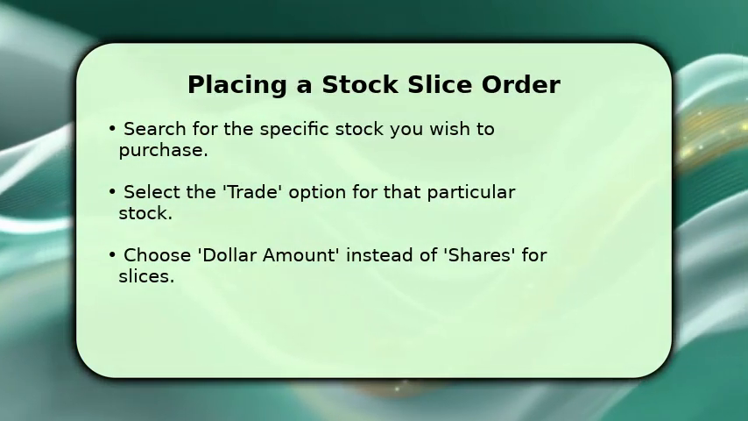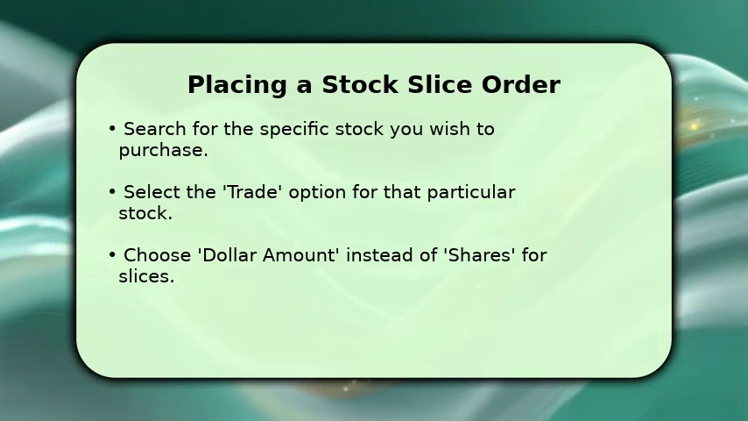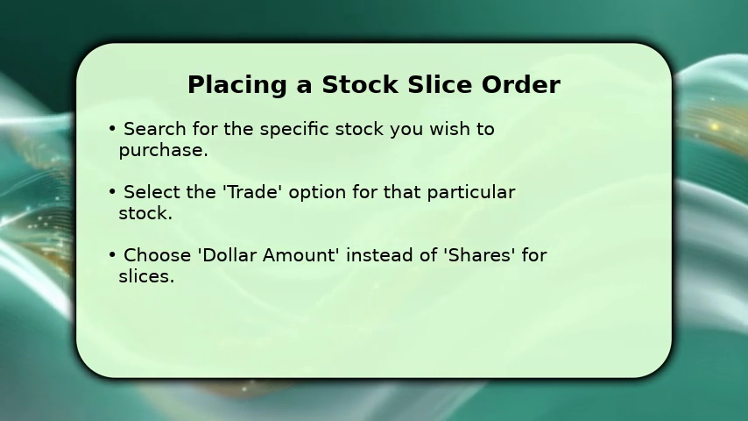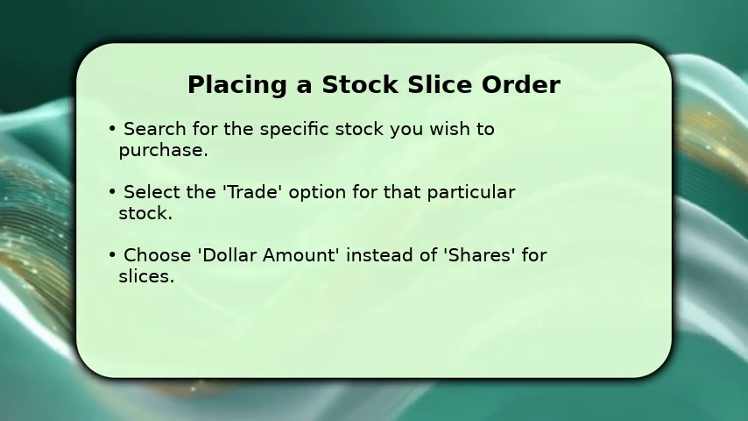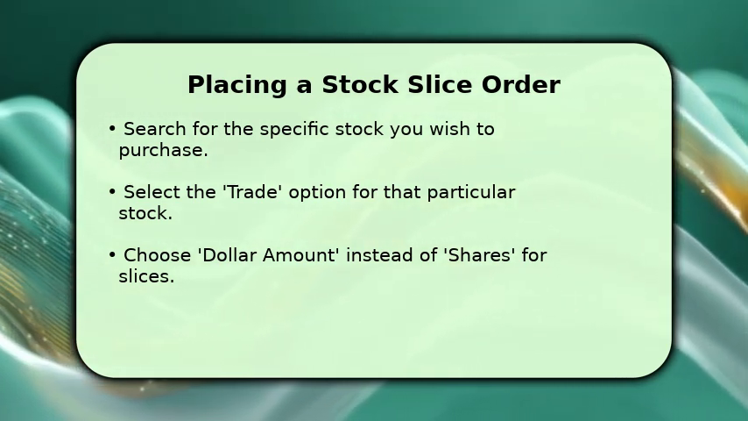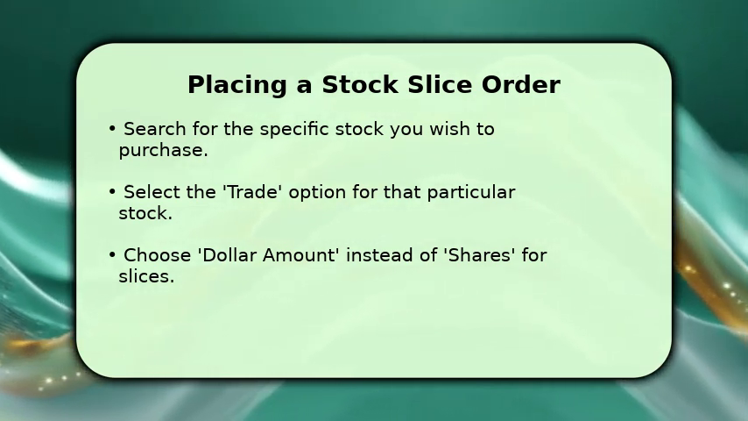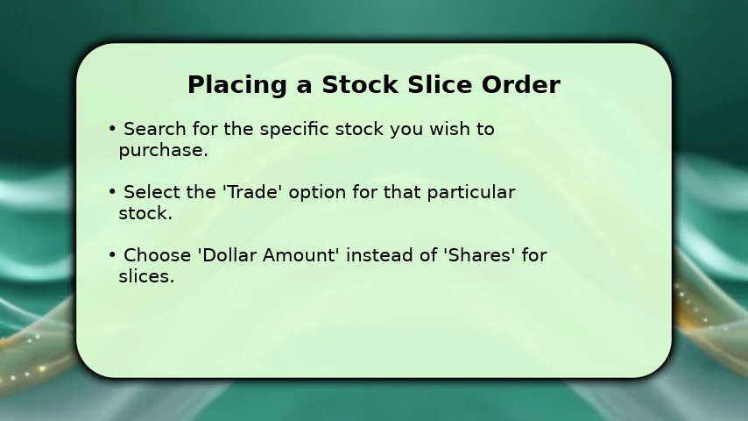Once logged in, search for the specific stock you're interested in buying. After finding it, select the trade option. This is where you'll specify your order. Crucially, choose dollar amount instead of shares to buy a stock slice. Then, simply enter the exact dollar amount you want to invest in that company.